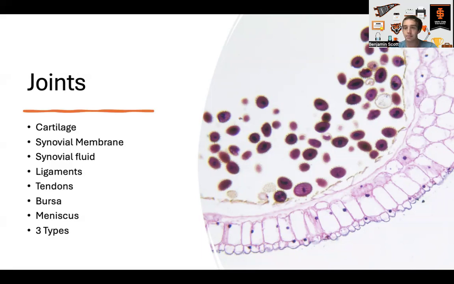Tendons connect muscle to bone. You have your bursa, which are little sacs of fluid around the joints that help cushion. Your meniscus are also there for cushioning. And then with the joints, you have three main types: synarthrosis, amphiarthrosis, and diarthrosis. What those three categories are saying is, how mobile is this joint? How much is moving? Your synarthrosis are ones that don't move at all. That's the one in your skull, and it progressively moves from there.